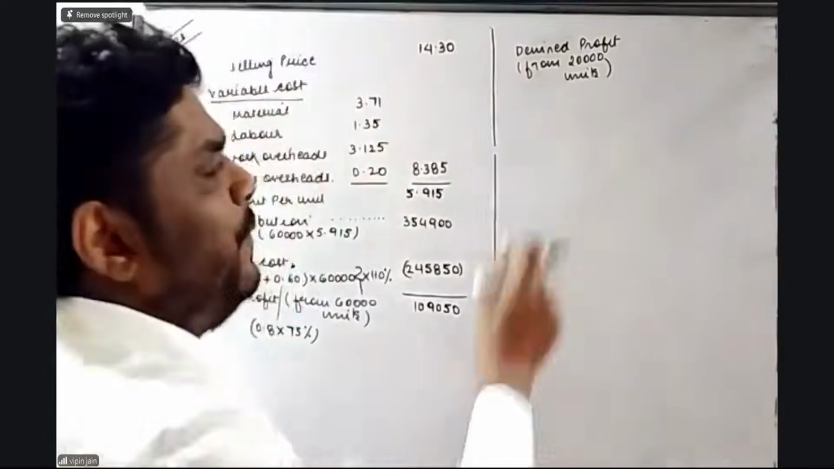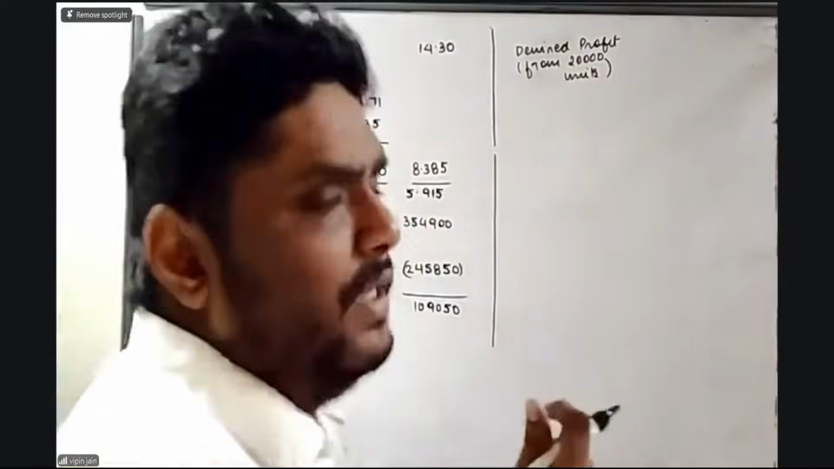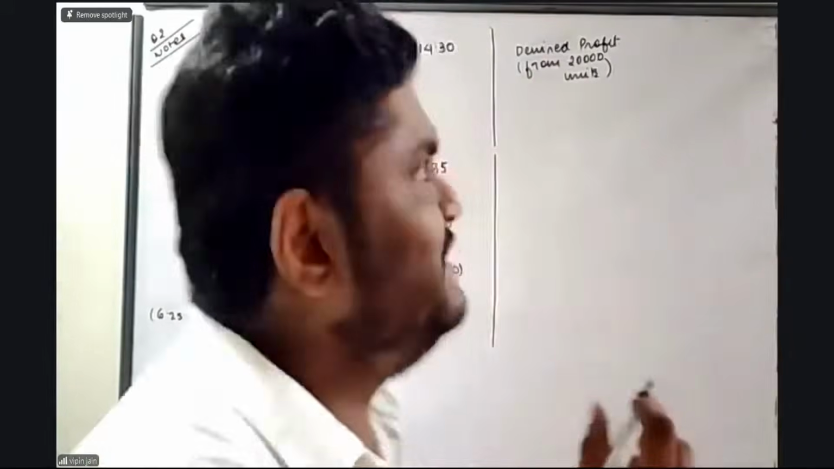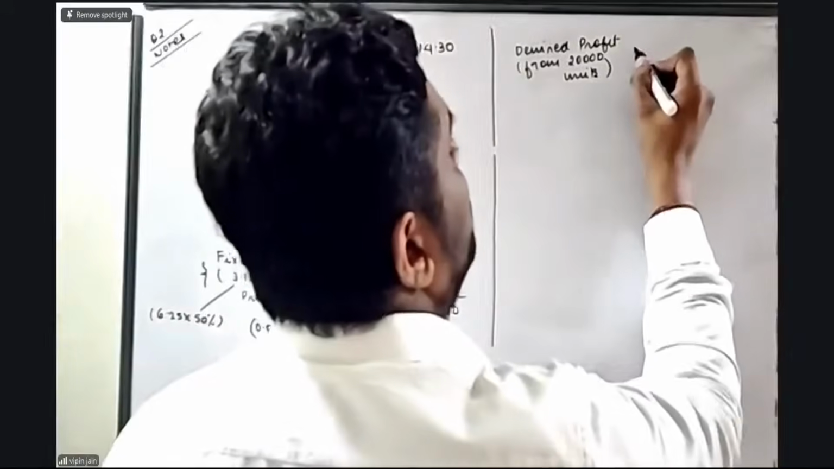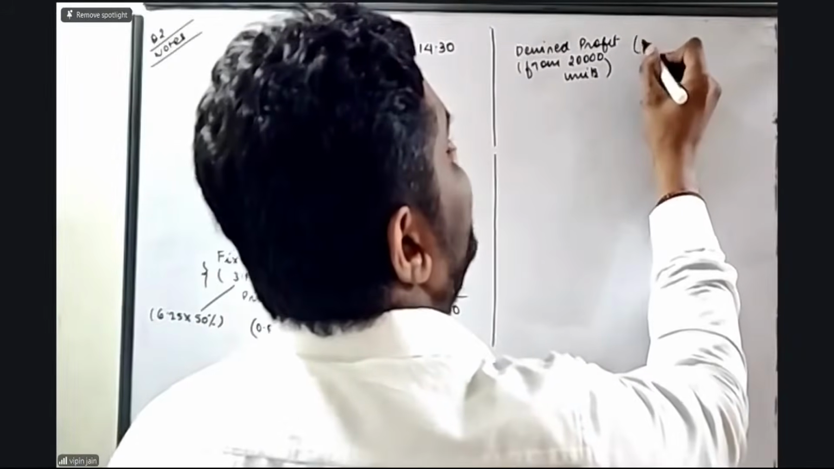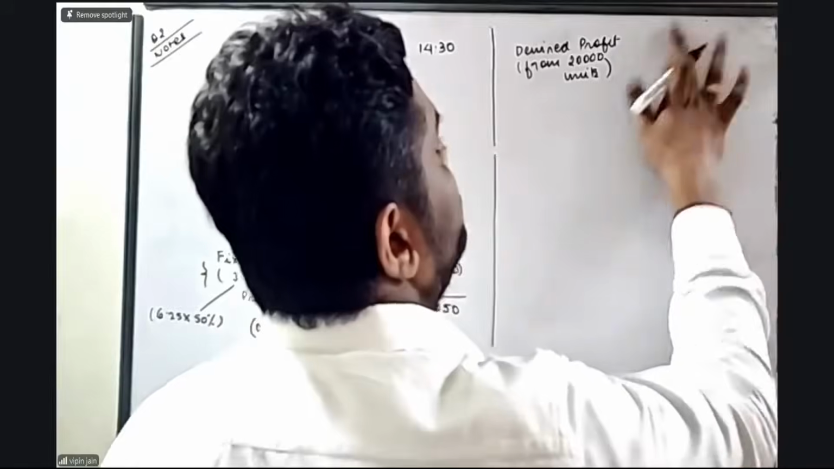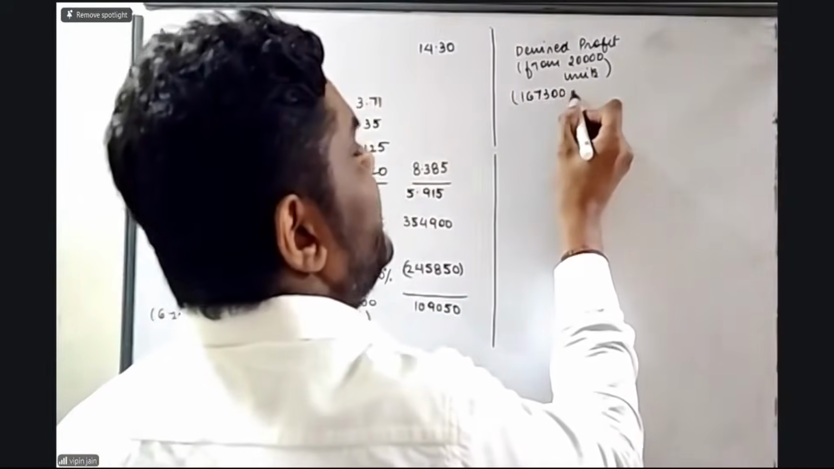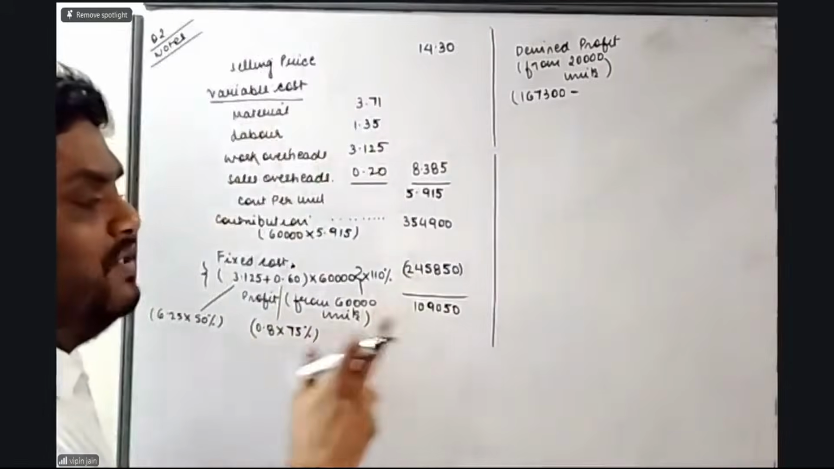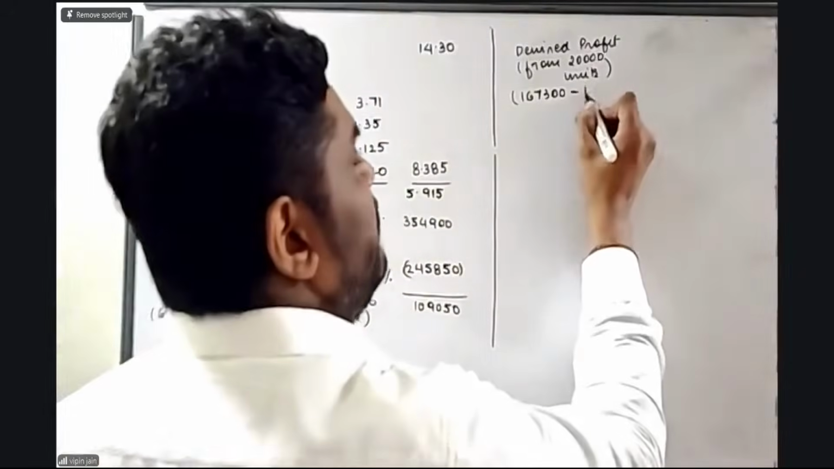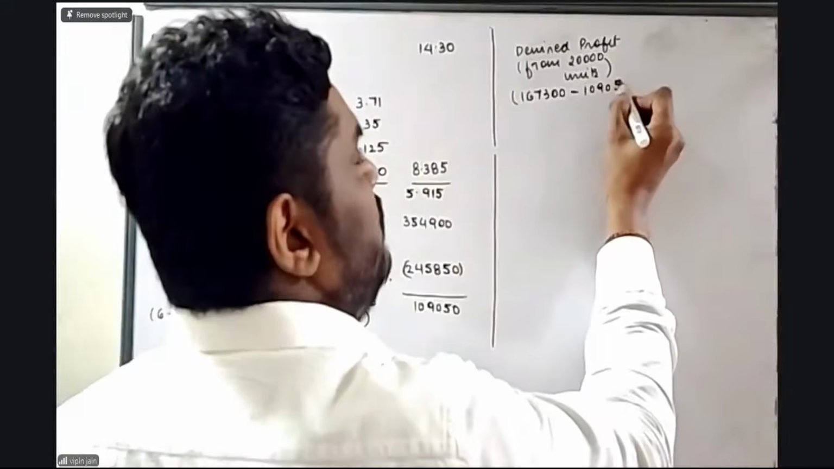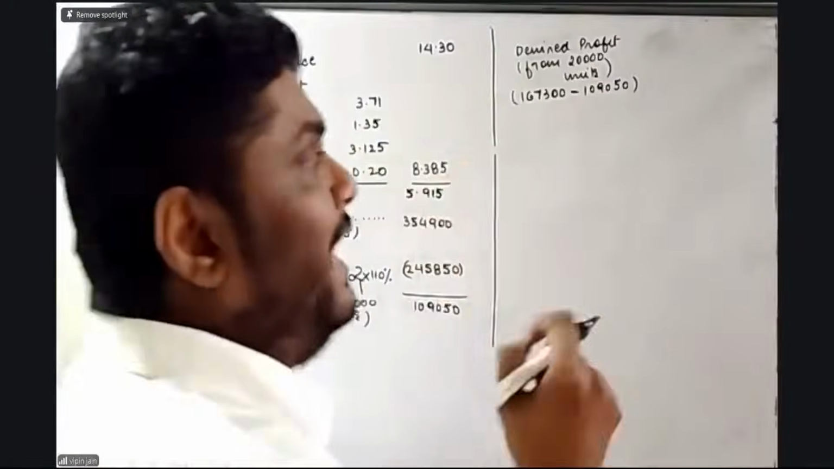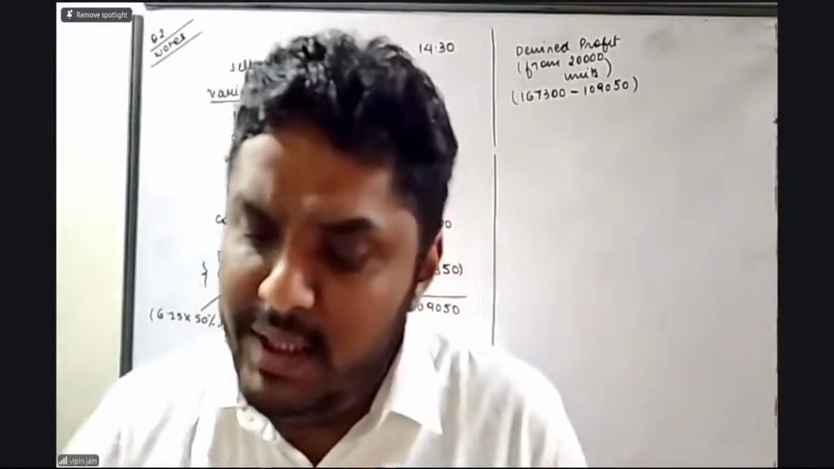See, my desired profit from 20,000 units will be how much? My total expectation is 1,67,300. Now from 60,000 pieces, I have recovered this much profit, 109050. So the desired profit from the balance 20,000 units is how much?